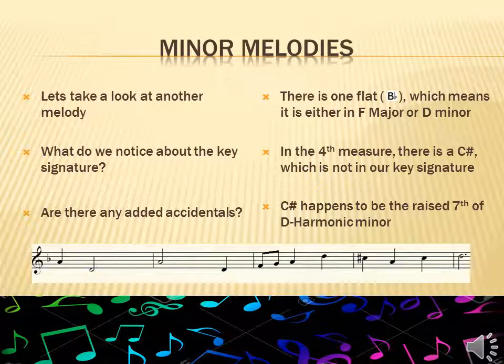Let's take a look at another melody. What do we notice about the key signature? Are there any added accidentals? There is one flat, B flat, which means it is either F major or D minor. In the fourth measure, there is a C sharp, which is not in our key signature. C sharp happens to be the raised seventh of D harmonic minor, and it sounds like this.